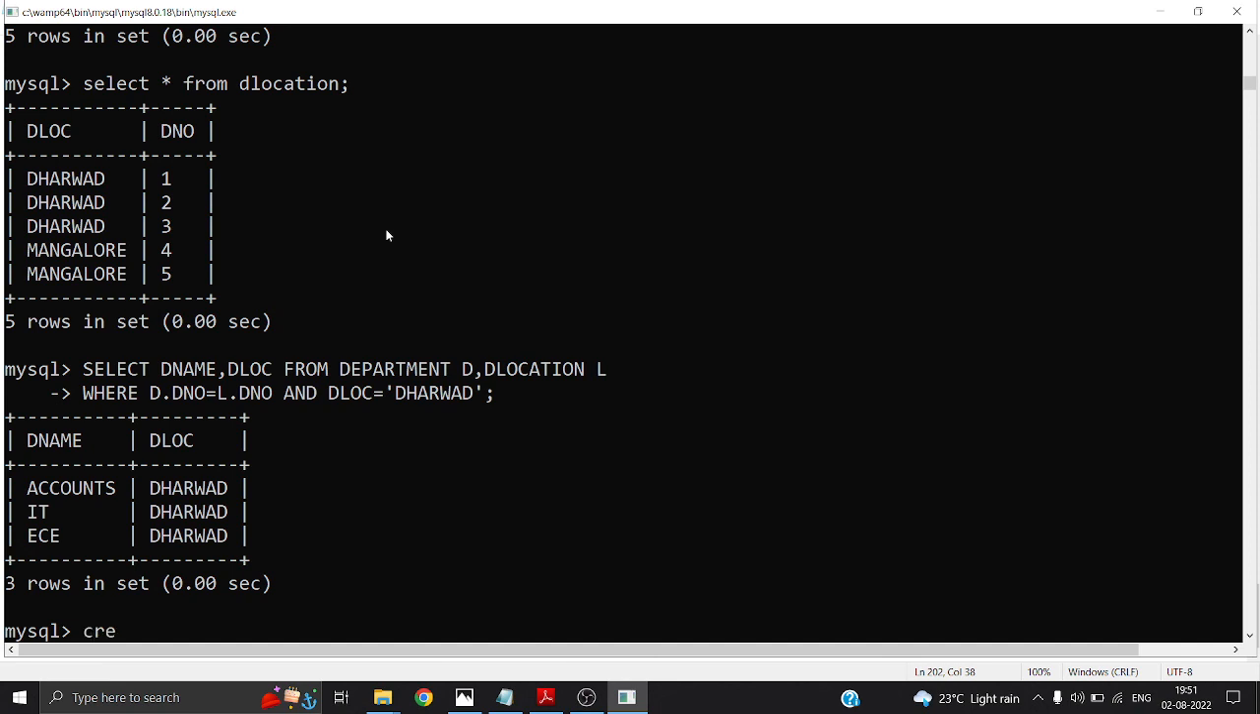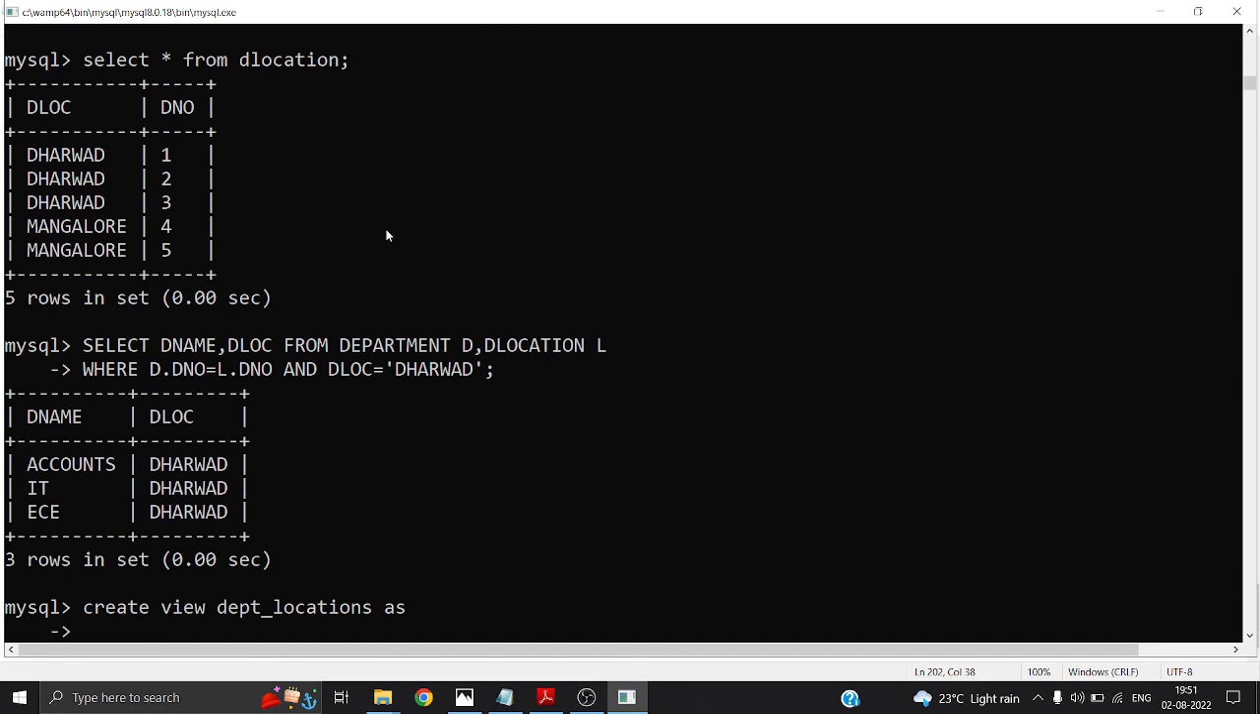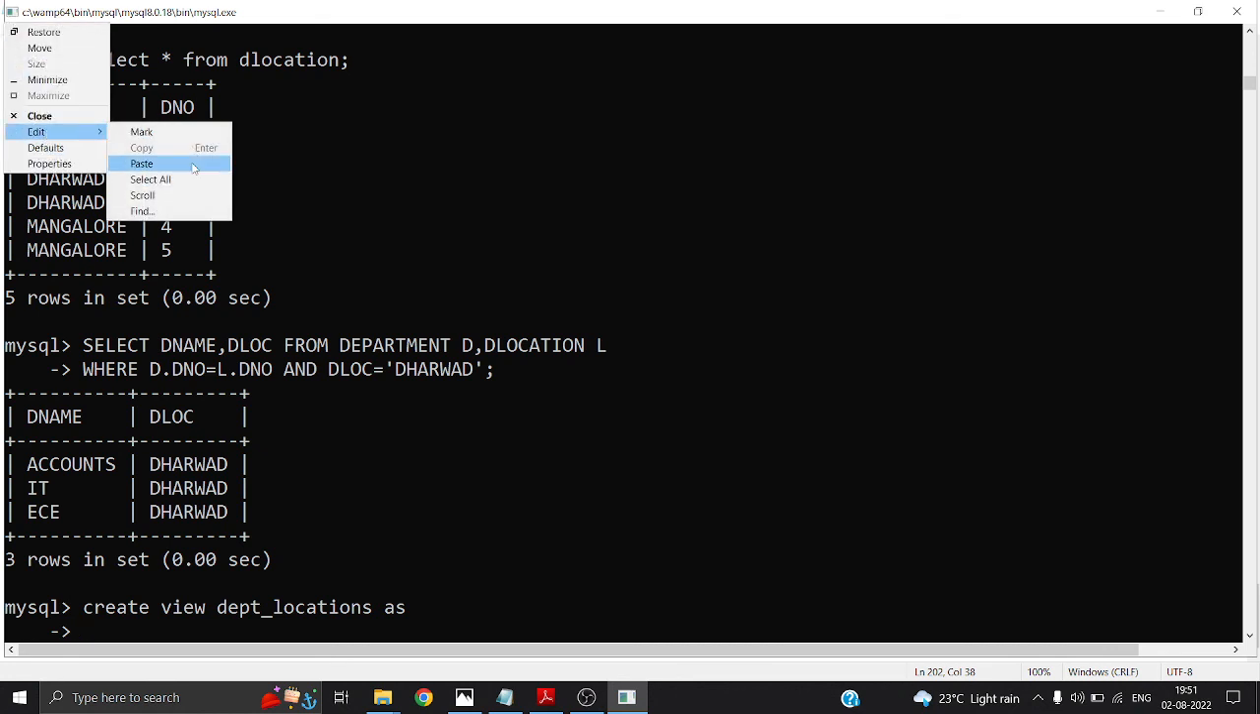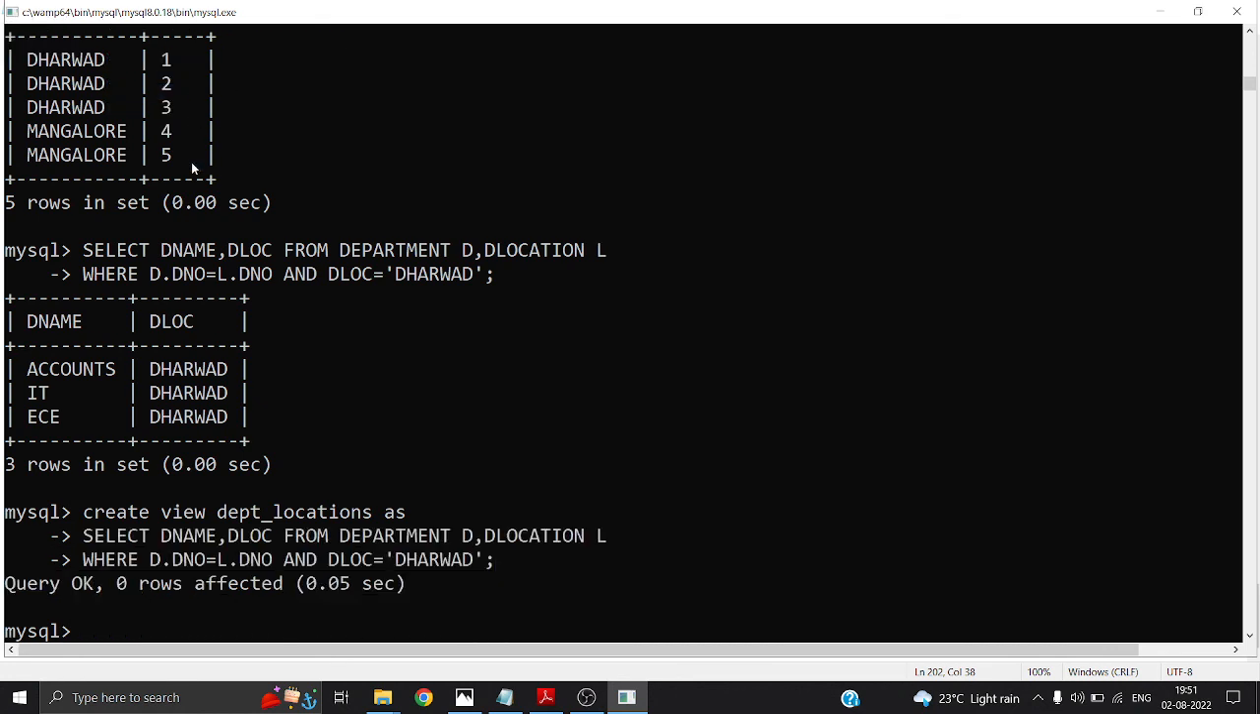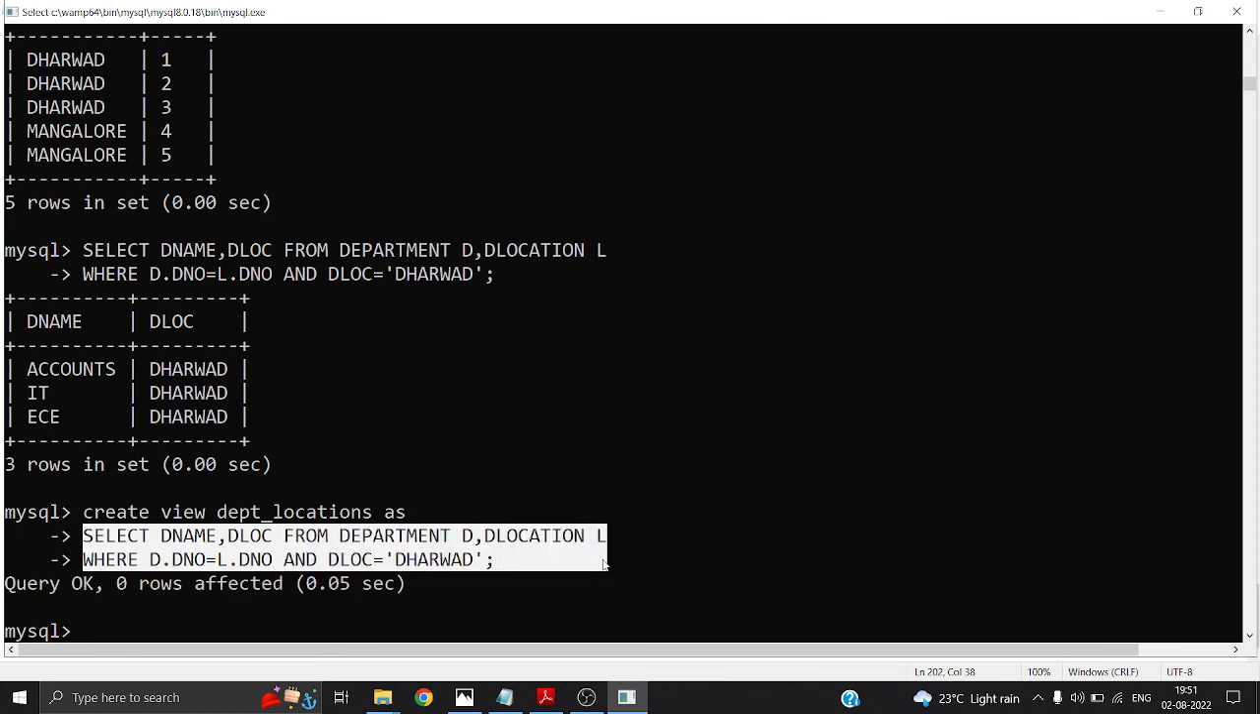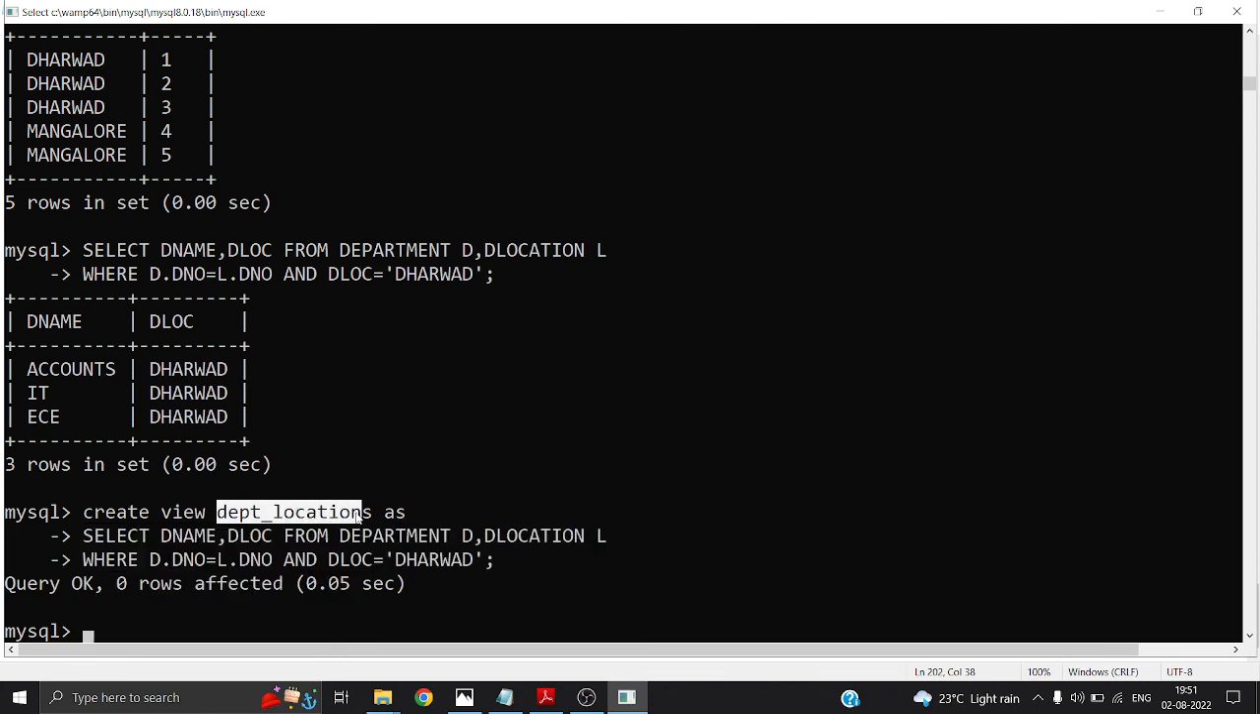So as usual, virtual tables are created with create view virtual table name. I'm going to give it dept underscore location as the name of this particular virtual table. Okay, what this particular virtual table is supposed to store is the output of this query. So now I will copy and paste. Okay, so this query's output should be stored in this particular table. Now here you can see you are not seeing any kind of output over here, because the query's result is stored in the virtual table, that is dept location.